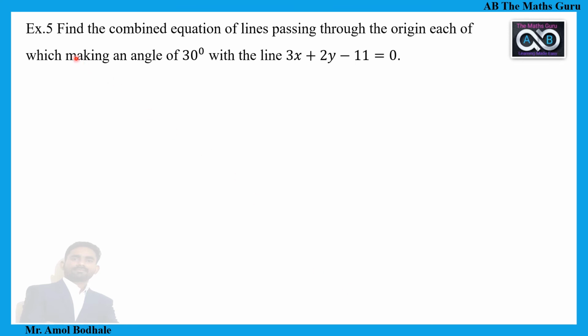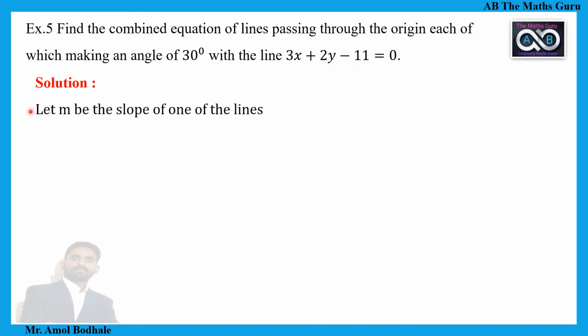Let's see the next example. Find the combined equation of line passing through the origin, each of which making angle 30 degree with the line 3x plus 2y minus 11 equal to 0. Let's see. Here we have given one equation and we have to find out the another equation which is making angle 30 degree with this line.